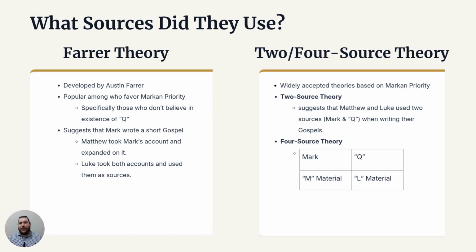On the other side, we have the more widely accepted models that include Q. The two-source theory states that Matthew and Luke independently used two sources, Mark and the Q source. The four-source theory takes this a step even further. You could say that two-source theory walked so four-source theory could run. It adds two more sources, M material, which is material exclusive to Matthew, and L material, which is material exclusive to Luke. This beautifully shows the literary relationship of the synoptic authors.